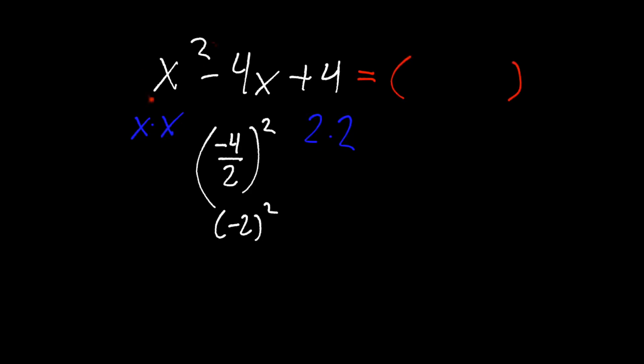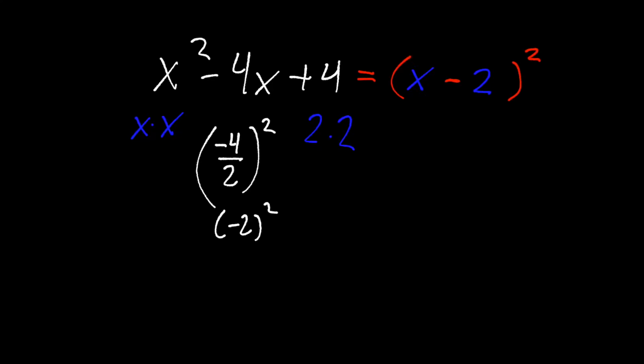Take the square root of x squared, meaning I'm just going to take one of these x's. Take the square root of 4, so I'm going to take one of these 2's. Take the sign from the b term. It's negative, so we are subtracting. And then square the parentheses, and we are done. We have successfully factored this perfect square trinomial.